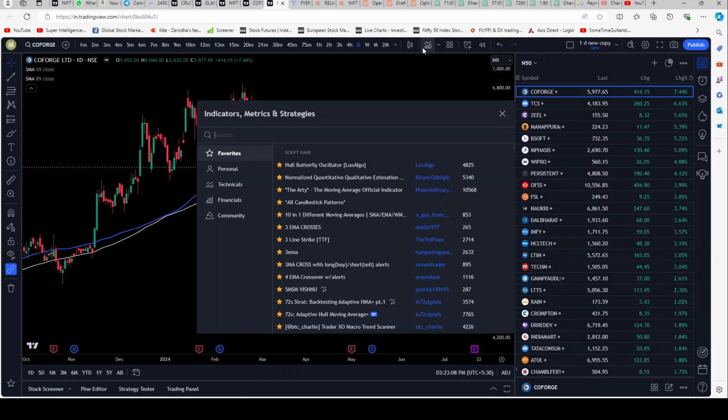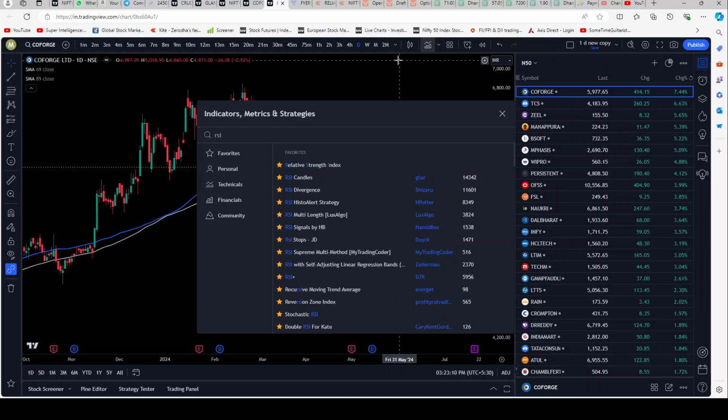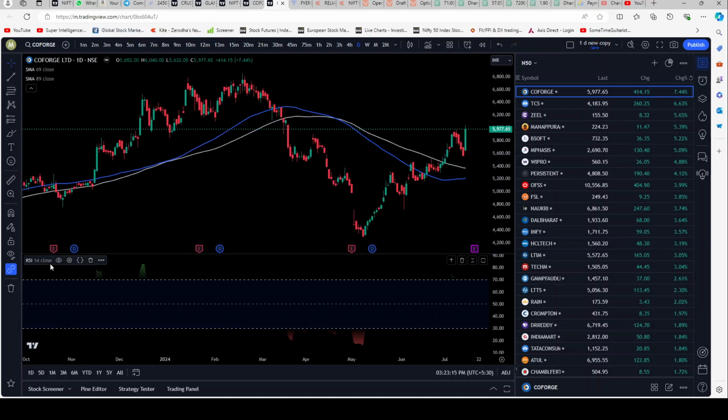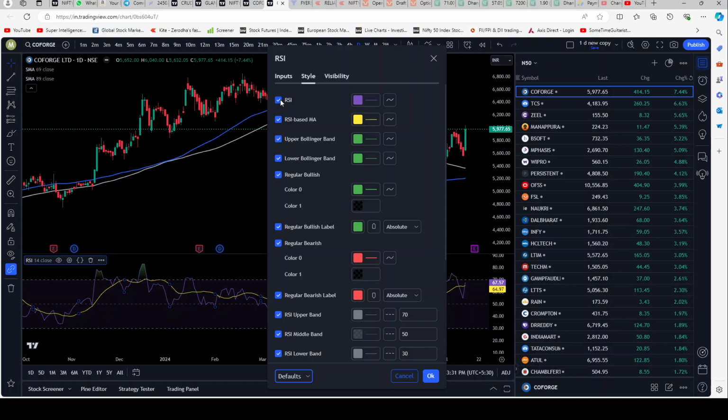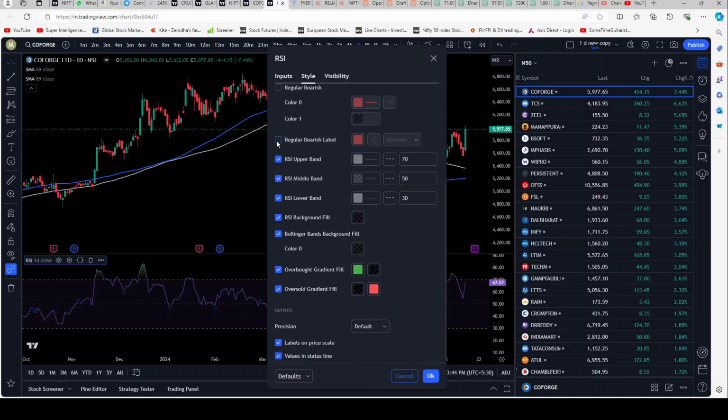Apart from this, we will use a simple RSI, relative strength index. This is my default settings, but I'm not going to use my default settings. Generally I use RSI for upper and lower boundaries along with other indicators. I will reset RSI. All right, and then I will make the required changes. I don't want the RSI MA, I don't want upper Bollinger Band, I don't want lower, I don't want this, I don't want this. I want the upper band.